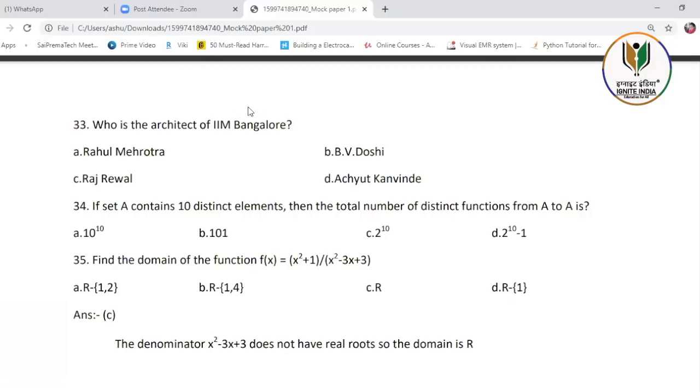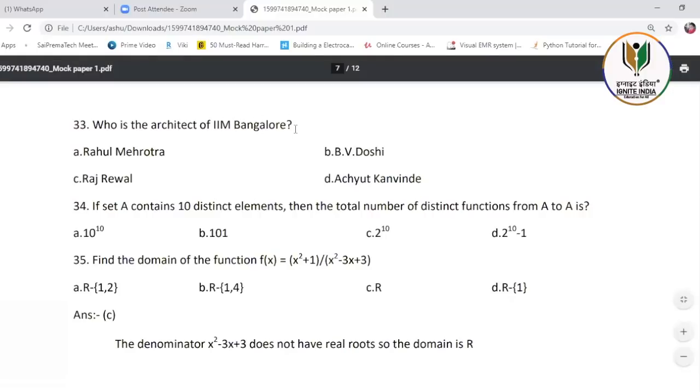Of course, they have a lot of work. You cannot remember all of them. But IIM Bangalore and IIM Ahmedabad, suppose, they are very important ones. IIM Bangalore is designed by the architect B.V. Doshi. Okay.